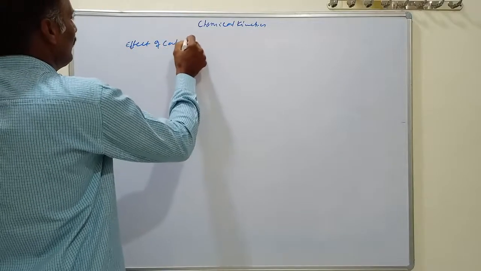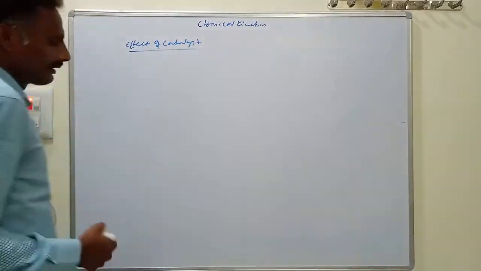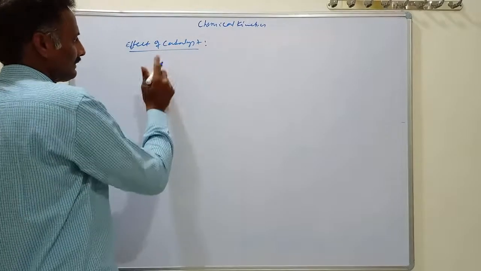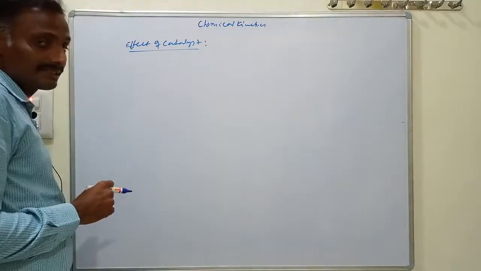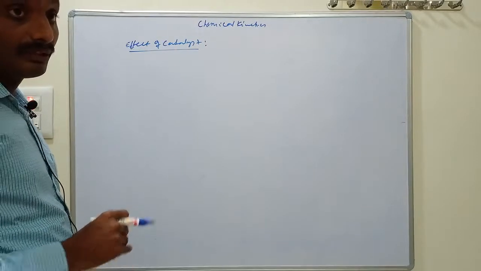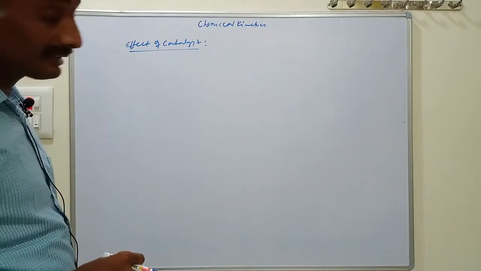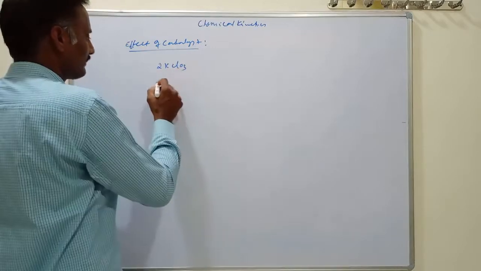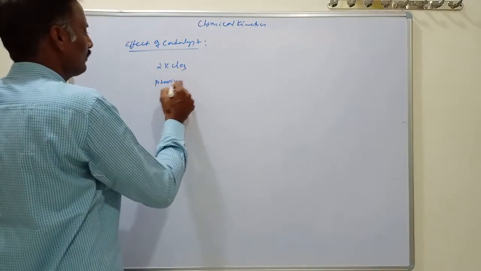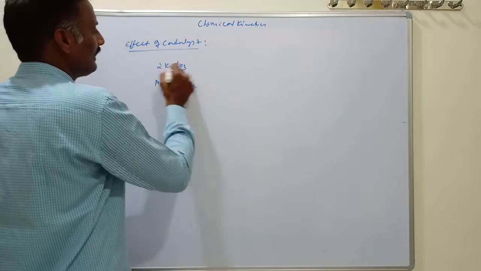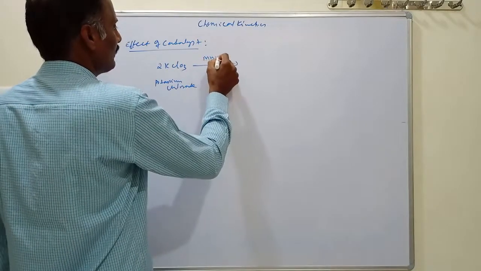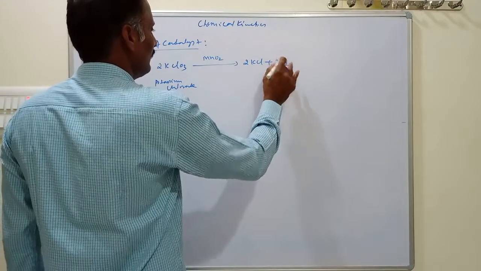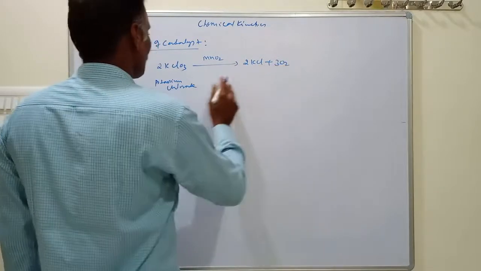Effect of catalyst on the rate of reaction. First of all, what is a catalyst? A catalyst is a chemical substance which increases the rate of reaction without undergoing any chemical change. For example, potassium chlorate undergoes decomposition in the presence of a catalyst like MnO2, and you will get 2 KCl and 3 O2.